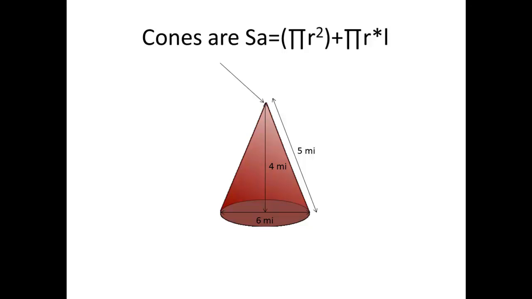First, you need to know what the vertex is. It's that little point right there. It's the point opposite and furthest away from the base. The slant height is that side right there. The slant height is the line that connects the vertex with the base. This is also a slant height.